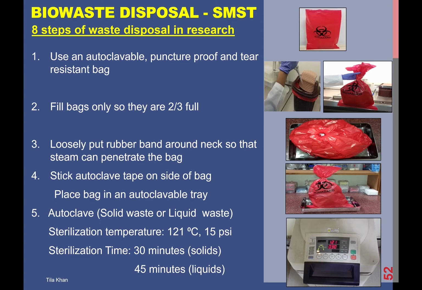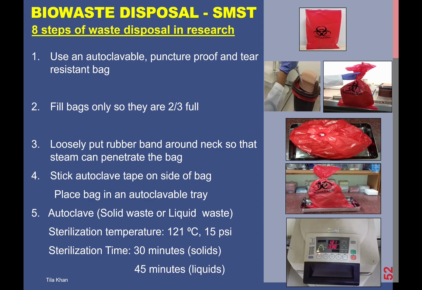Now the third step is we loosely put a rubber band around the neck of the bag so that the steam can penetrate the bag when we are doing autoclave, because we want to make sure that steam penetrates to the center of the item to achieve sterilization, because we want everything to be sterilized. Now you place this bag in an autoclavable tray, and if you have an autoclave tape, please put that tape on the side of the bag. This will make sure that your autoclaving is right. And then we put this bag inside the autoclave.